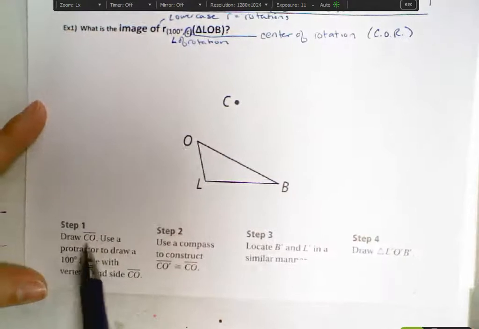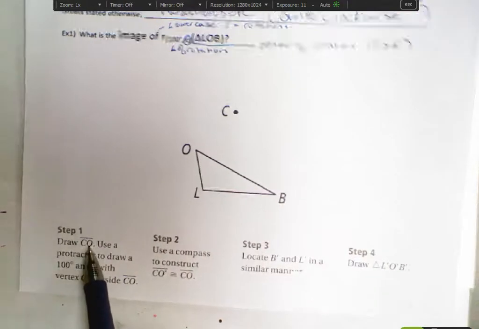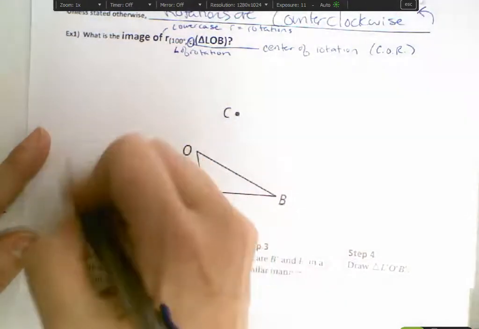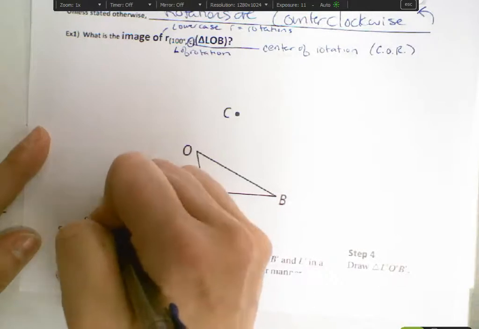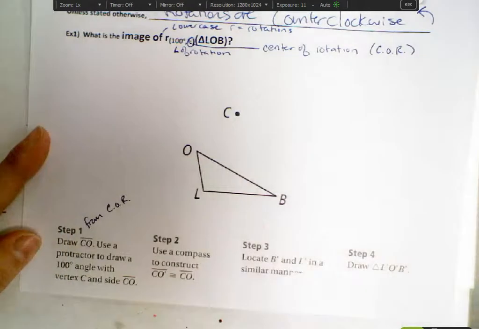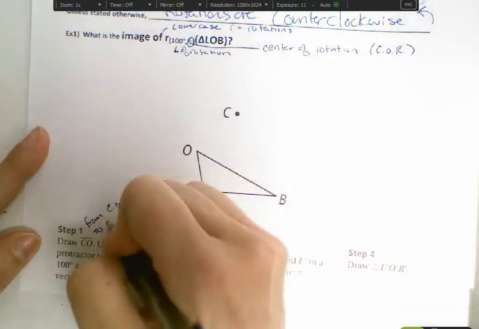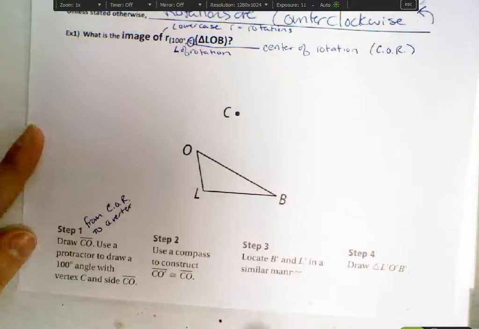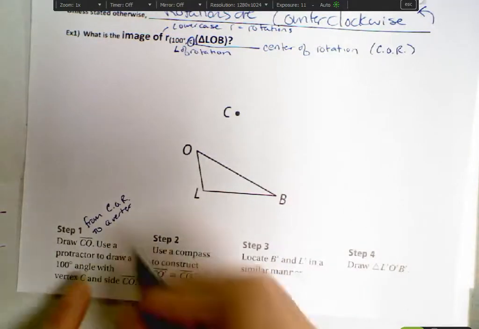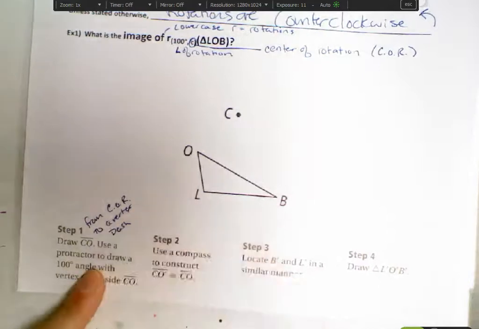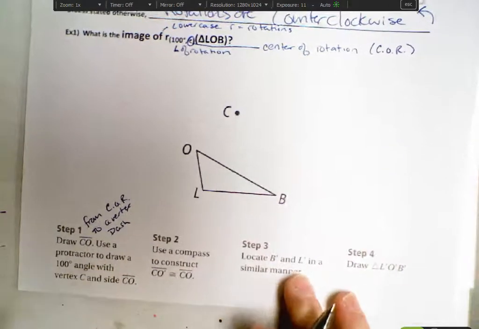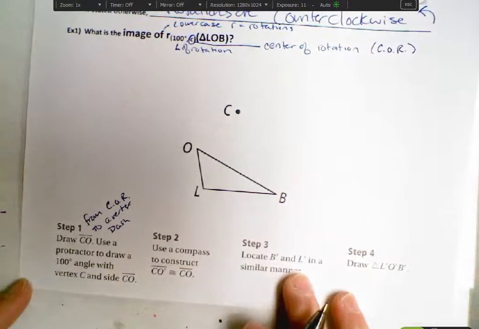Step 1. It says below to draw the segment CO. So what you want to do is go from the center of rotation to a vertex. It doesn't matter which one, we're going to start with O. You're going to draw in that segment in dash. So you're going to dash it in. That segment does not become part of your new rotated figure. It is there to help us get some angle measures. So we're going to dash it in.